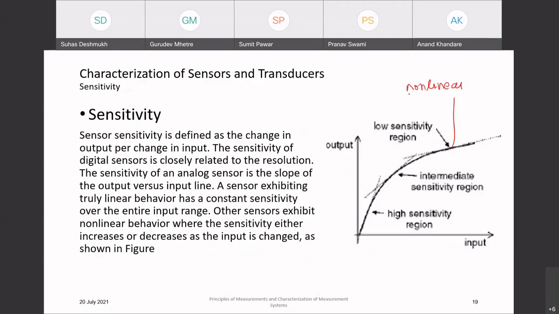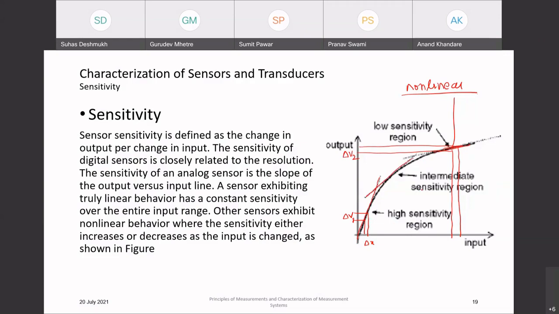Non-linear variation. I can now observe here a very small change results in delta V or delta X. If I observe here, the same amount of change I make, but these values will be very low: delta V1, or here delta 2. So that is called a highly sensitive region. This is an intermediate region, and this is a very low sensitivity region.